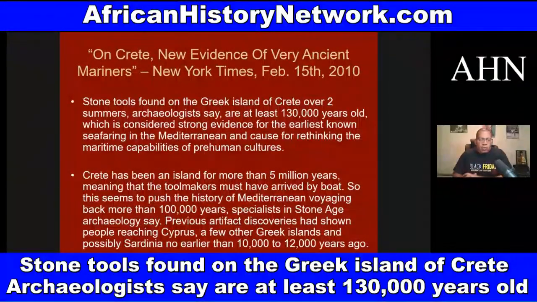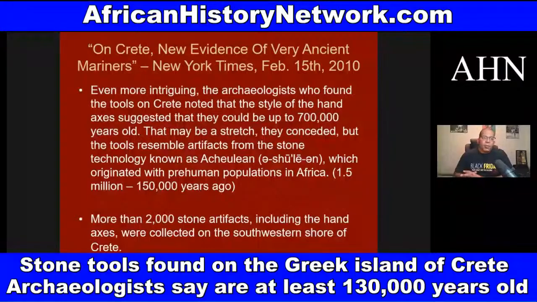All right, so they found stone tools on the Greek island of Crete that date back at least 130,000 years ago. Now, even more intriguing, the archaeologists who found the tools on Crete noted that the style of the hand axes suggested that they could be up to 700,000 years old. Now, that may be a stretch, the archaeologists conceded, but the tools resemble artifacts from the stone technology known as Acheulean, which originated with pre-human populations in Africa 1.5 million to 150,000 years ago.